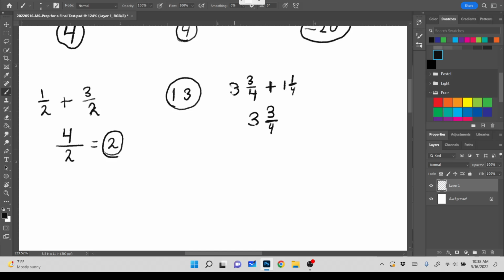If on the test you want to do it with improper fractions, that's totally fine. Not a problem. Super easy. Barely an inconvenience.